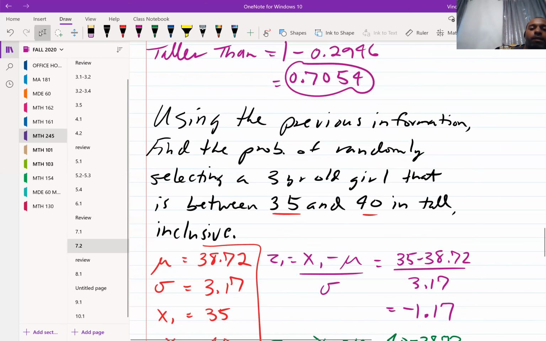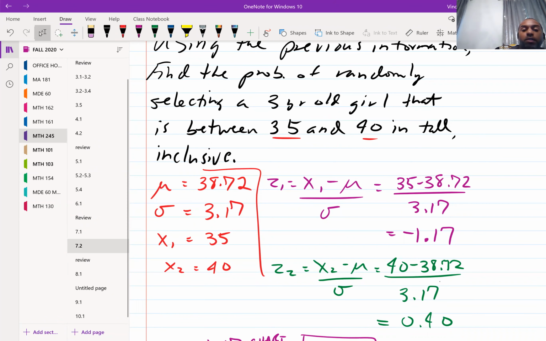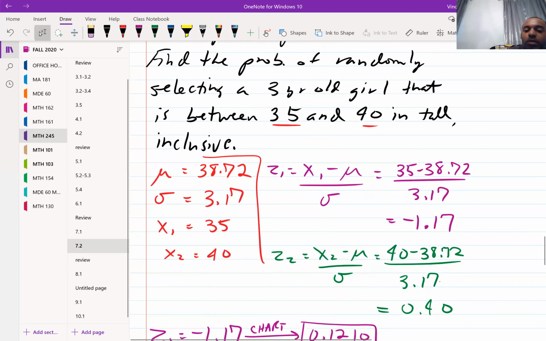All right, so we have two different data values this time. We have 35 and 40, and we want to convert both of them to z-scores. Still using the same mean and standard deviation. So I call 35 x1, and call 40 x2. And so that means my first z-score is going to be negative 1.17, second z-score will be 0.40. All right, any problems? So it's still the same procedure. Find the z-scores, then go to the chart for each one of them.